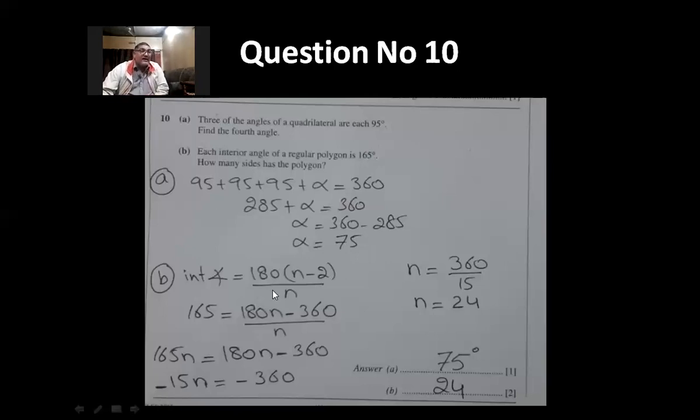So if you know the internal angle, then it's 180 bracket n minus 2 divided by n. So the internal angle will be 165, and that is 180n minus 360 divided by n. So 165n equals 180n minus 360. So this will be minus 15n equals minus 360. Negative will be cancelled. So you will have n equals 360 divided by 15.